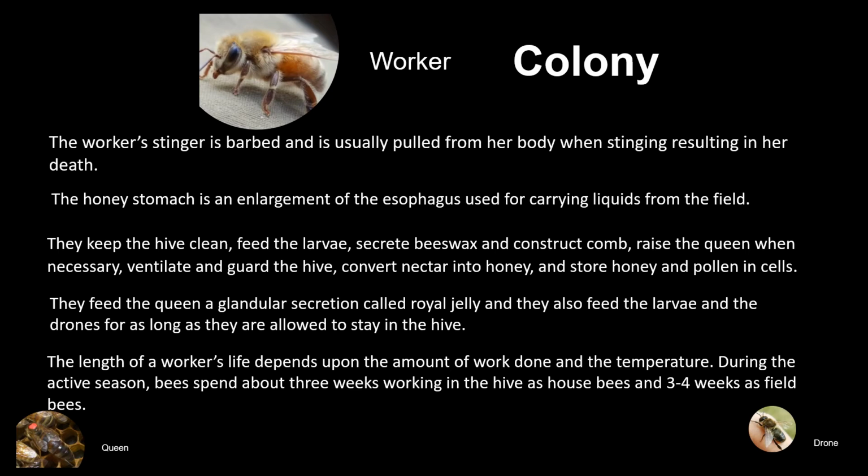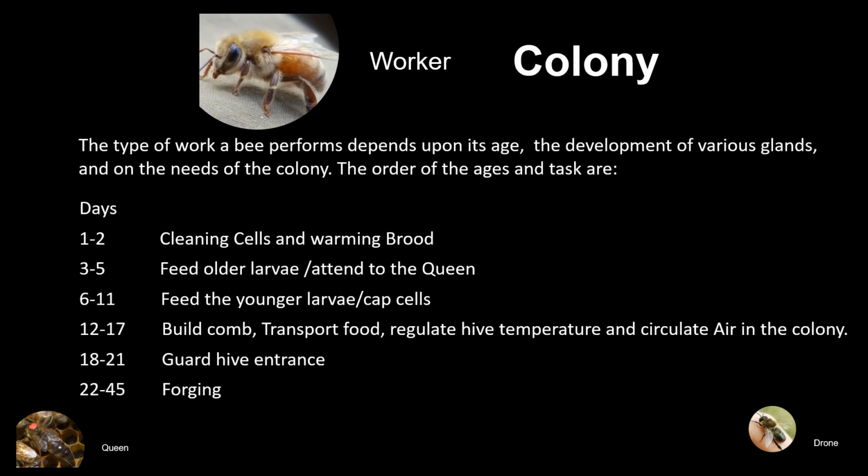The length of a worker's life depends upon the amount of work done and the temperature. During the active season, bees spend about 3 weeks working in the hive as house bees and 3 to 4 weeks as field bees. The type of work a bee performs depends upon its age, the development of various glands, and on the need of the colony. The order of the age and task are: day 1 to 2, cleaning cells and warming brood; days 3 to 5, feeding older larvae and attending to the queen; days 6 to 11, feed the younger larvae, cap cells; days 12 through 17, build comb, transport food, regulate hive temperature, and circulate air in the colony; days 18 through 21, guard hive entrance; and days 22 to 45, foraging. These are the age and the task of the workers in the colony.